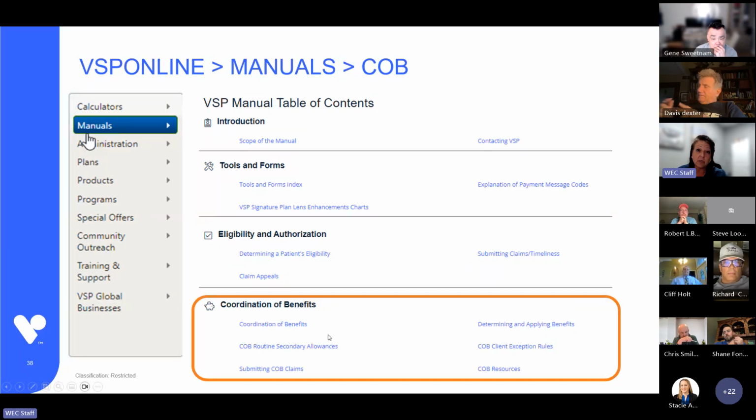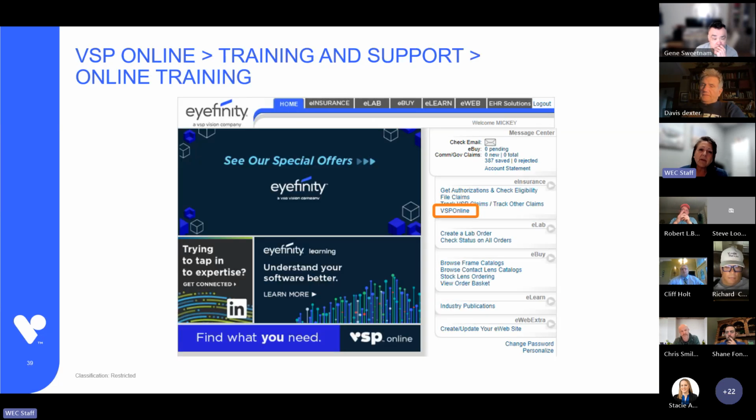There's a whole section on coordination of benefits, okay? So like I said, if your staff likes to have something printed out and to go through and read in writing, that's a great option for them. Some staff, however, doesn't do well with that. They do much better with online training and those online tutorials.